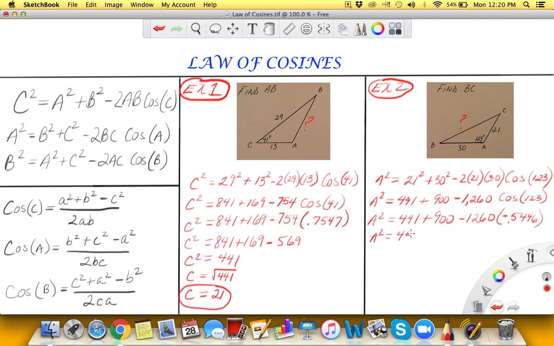And then we'll go here. So we'll say 441 plus 900 minus negative, when I multiply 1,260 by the cosine of 123, I'm going to actually get negative 686.2. Okay, so from here I'll get a squared is equal to, we'll do the math here, 441 plus 900 minus negative 686.2 is going to give me 2027.2.